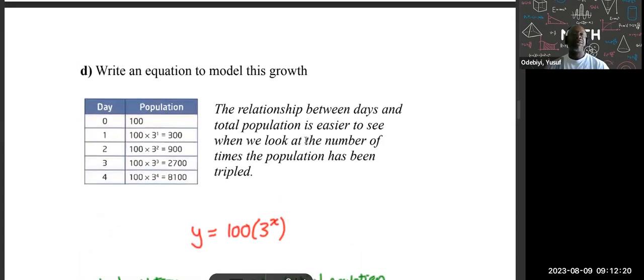So now, when you're given a chart, you may be asked to come up with the equation, right? And here is what you're going to do.